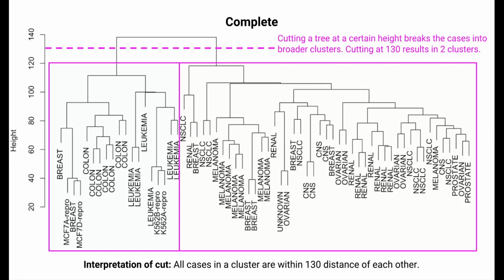To look at an example, let's look at the dendrogram built from complete linkage. We could cut this tree at a height of 130, and this would result in two clusters indicated by the rectangles. We can interpret this cut as saying all cases in a cluster are within 130 distance of each other. And this will be true for both of the broader clusters that result from this cutting.